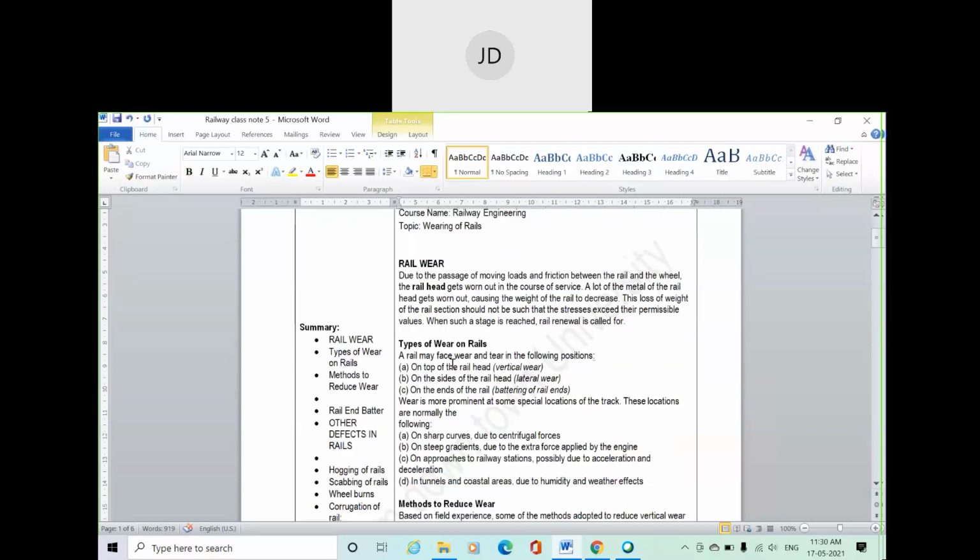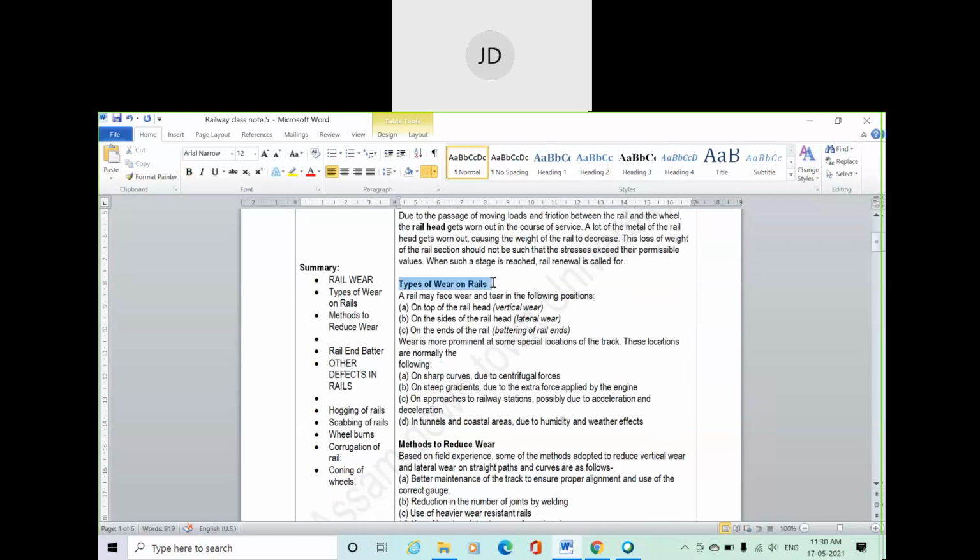Okay, so let's discuss different types of wear in rails. A rail may face wear and tear in the following positions: at the top of the rail, side of the rail, and end of the rail. If the wear and tear occur in the rail head top part, it's called vertical wear. A rail may go through vertical wear, it may also go through lateral wear or battering of the rail end, all these things.